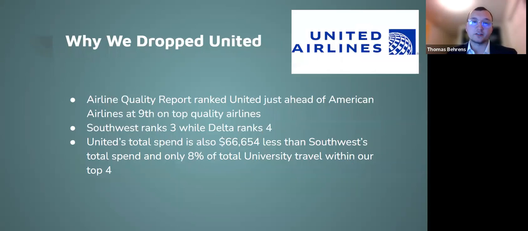The reason we dropped United Airlines was, a big one was the Airline Quality Report, which did place it ahead of American, but still at the bottom of the list at 9th. For reference, Southwest ranks number 3, while Delta ranks number 4. And United's total spend is also $66,000 less than Southwest's total spend, and it's only 8% of the university's total travel. So it makes it a little bit easier to transfer that spend.